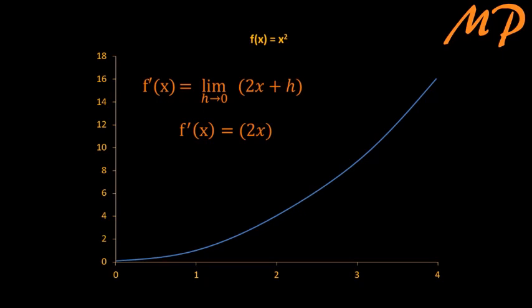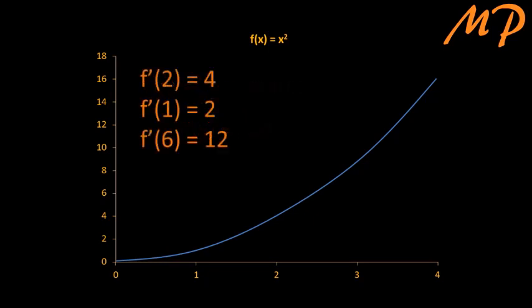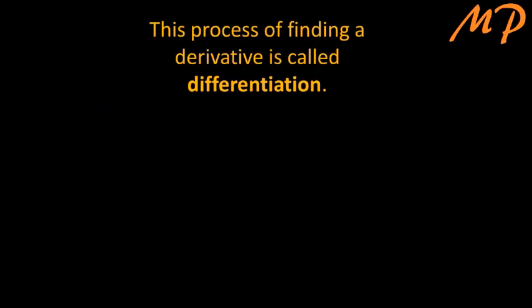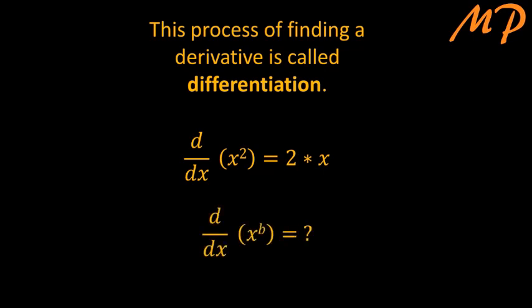So in other words, we can say that at any point of x, the gradient will always be 2 times x, so that means when x is 2, the gradient at that point is 4, when x is 1, the gradient at that point is 2, and when x is 6 the gradient at that point is 12. The process of finding a derivative is called differentiation. When we differentiated x squared with respect to x, we got 2 times x, but how do we find the differentiation for exponents other than 2?